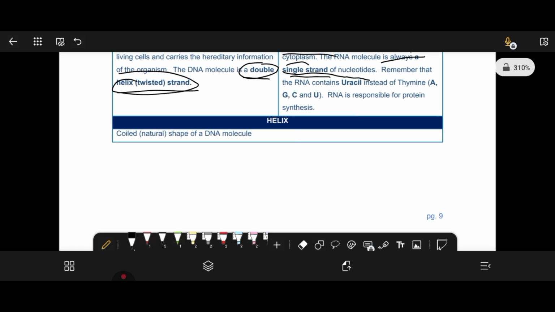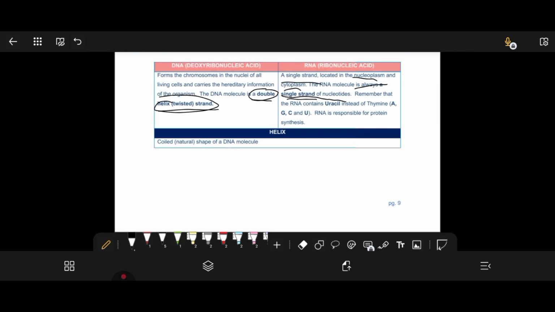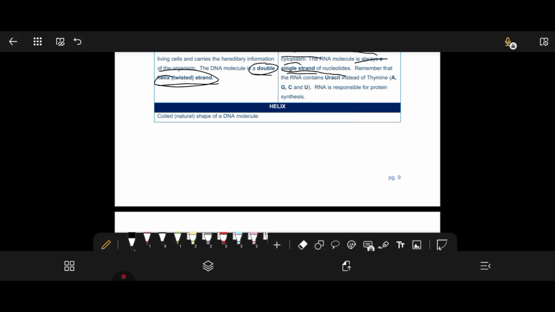A helix is a coiled natural shape of DNA. So basically when they say DNA is a helix, that's what they're talking about. It is the coiled natural shape of a DNA molecule.